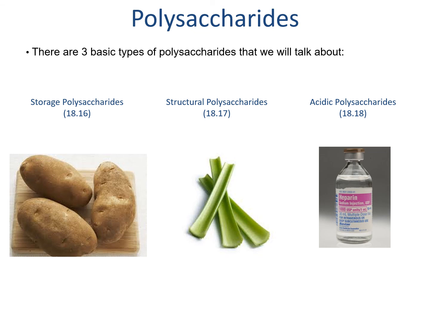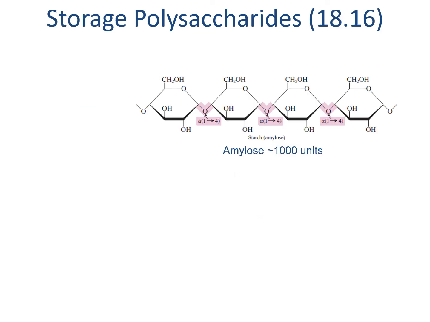We have 3 classes of polysaccharides. The first 2, storage polysaccharides and structural polysaccharides, are based on what the polysaccharide does. They either store energy or help give an organism structure. Acidic polysaccharides are named based on modifications to the polysaccharide that make them more acidic, so we'll have specific examples there. Our first type of polysaccharides are energy storage polysaccharides.